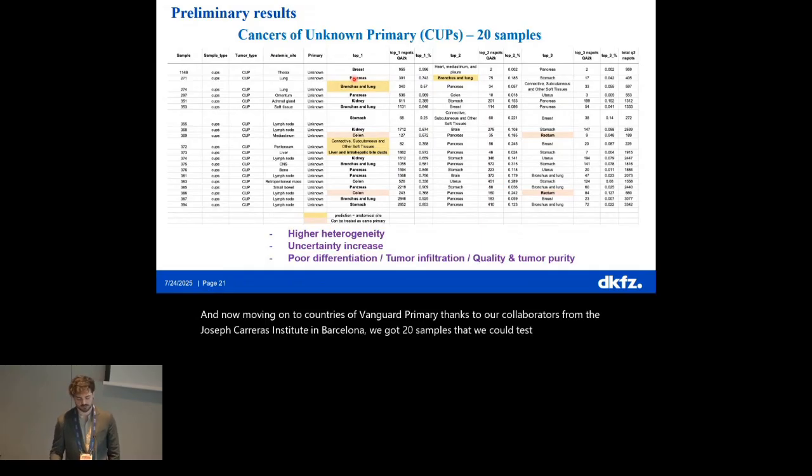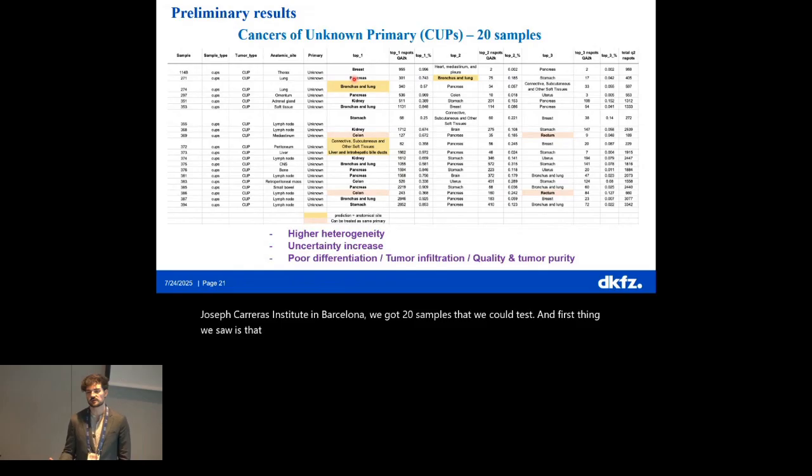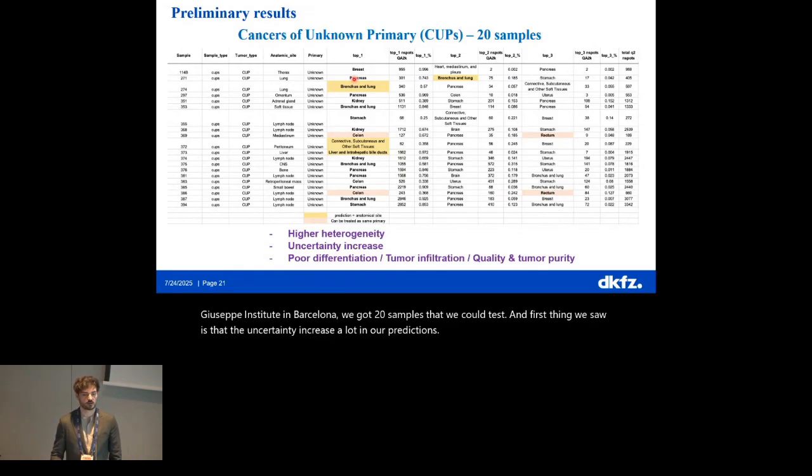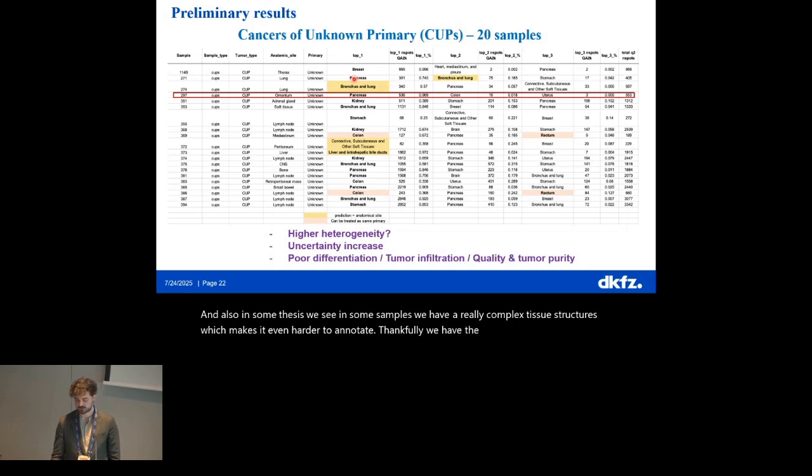The first thing we saw is that the uncertainty increased a lot in our predictions. We also see a higher heterogeneity in general. And in some samples, we have really complex tissue structures, which makes them even harder to annotate. Thankfully, we have the annotations from the pathologists, so we can also compare how our predictions align with these annotations.